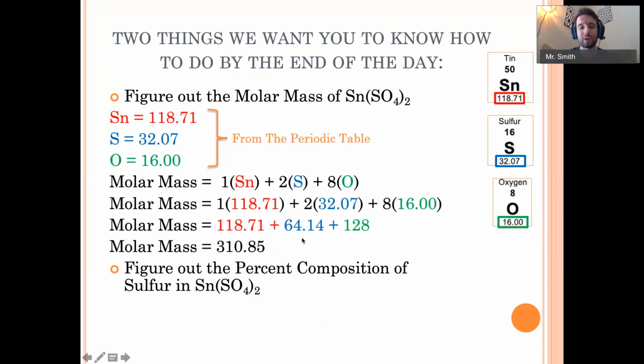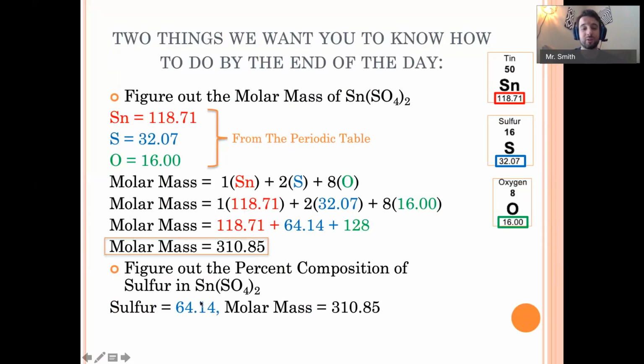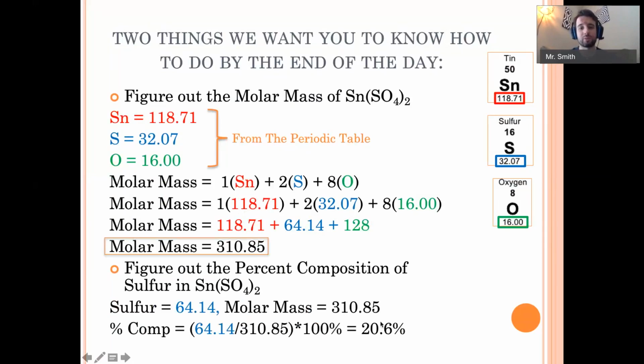So what we're going to do is just take 64 and divide it by 310. Sulfur is 64, that's the total amount of mass based on sulfur, and then the whole molar mass is 310. So we divide those two numbers, multiply by 100 to make it a percentage, and we get 20.6%.